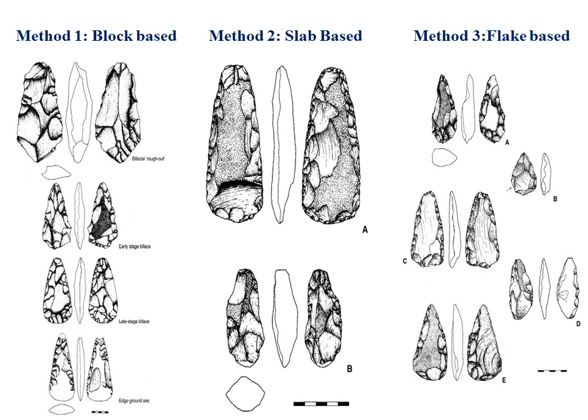So for the very first time in the Neolithic period, they started to use blocks, slabs as well as flakes for the production of edge stone tools. This is both technologically and in terms of machinery very different from the earlier stone tool types and technology.